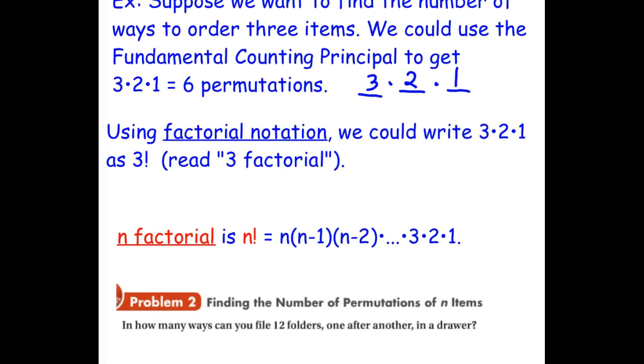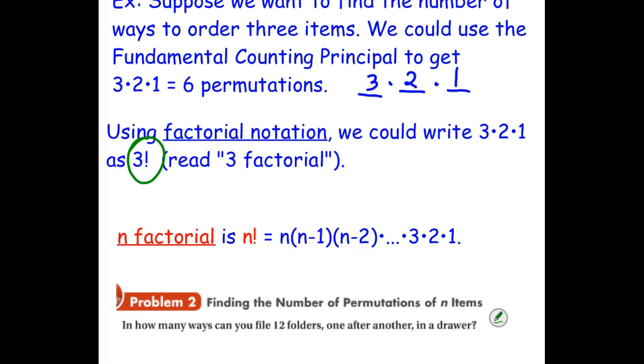We can use factorial notation instead. So instead of writing 3 times 2 times 1, we could write it as 3 factorial. That's 3 with an exclamation mark. Okay? I want you to look on your calculators, go under your math key, and then scroll over at the top to where it says probability, PRB, and look at that menu. Do you see an exclamation point? I think it's option 4.